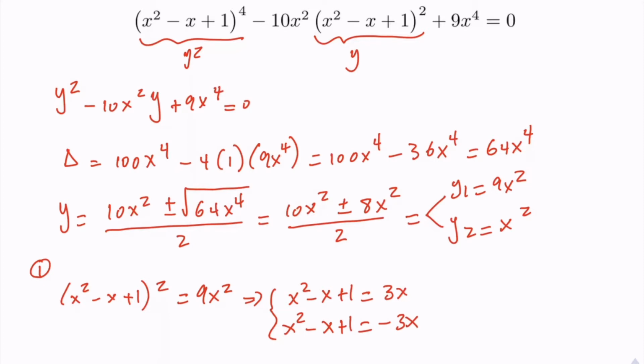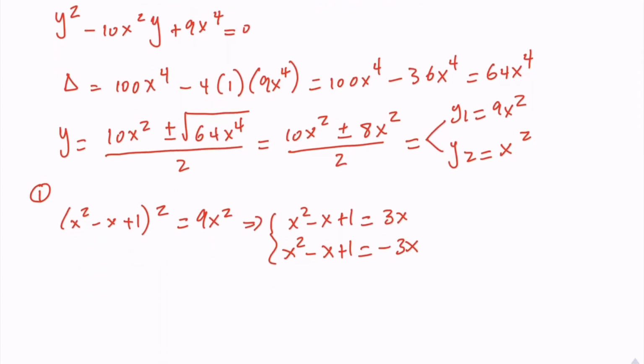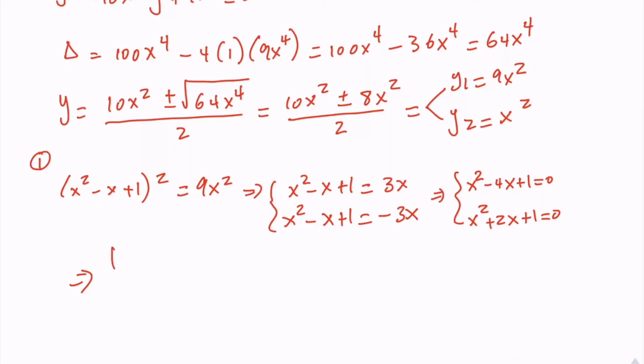So this is one set of equations, and we can solve these. So if we simplify this, it will give us x squared minus 4x plus 1 is 0, and x squared plus 2x plus 1 is 0. So if we solve these, from the first equation we will have x is 4 plus or minus the square root of 16 minus 4, divided by 2, and the second equation, this is actually x plus 1 squared equals 0. So that will give us x is minus 1.